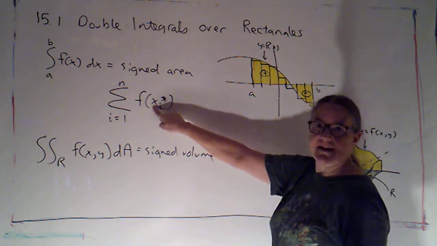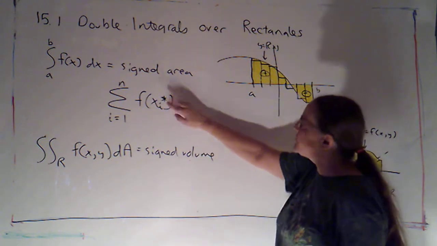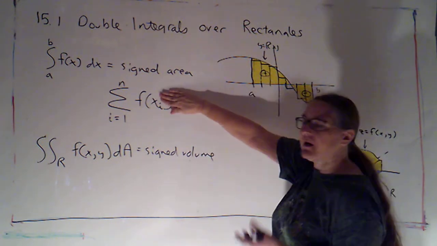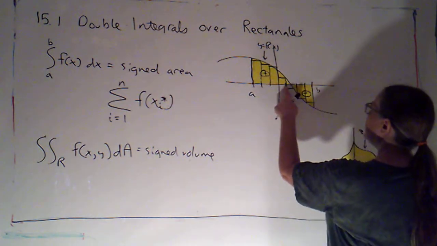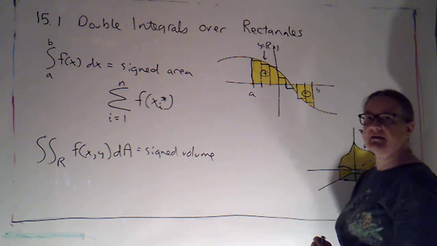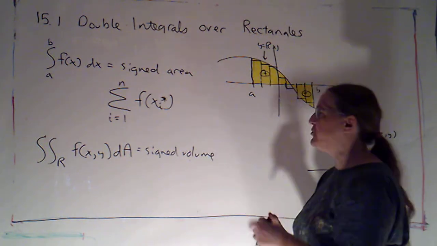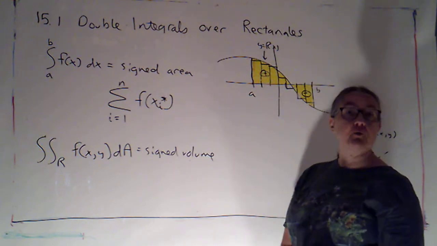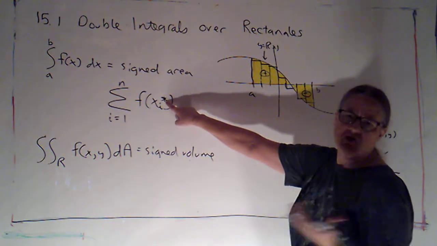X because it's an x value, i because it's in the ith subinterval, and the star there is just because, generally speaking, we would have already used the symbol xi. When I partition the interval AB into little pieces, I usually would call the endpoints x0, x1, x2, so that xi would actually be the right endpoint of the ith subinterval, and I'm not required to choose the right endpoint.